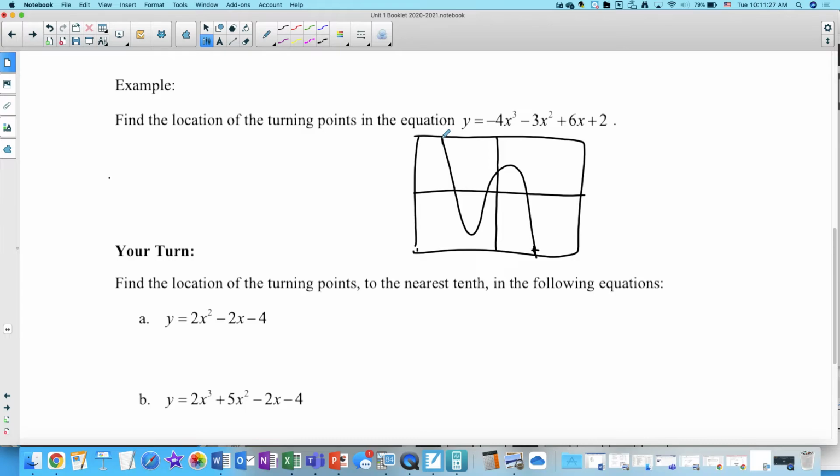The other thing that's important to include, because somebody else is reading this, is that the goal is for them to be able to recreate what you've done. So one thing you need to say is what function you put in. Here, what we put in was y1 equals negative 4x cubed minus 3x squared plus 6x plus 2. The other thing that's important to tell people is what your window settings were.